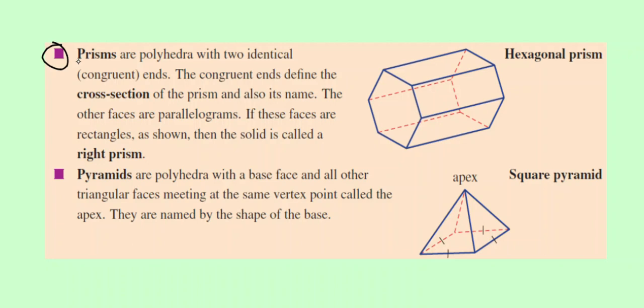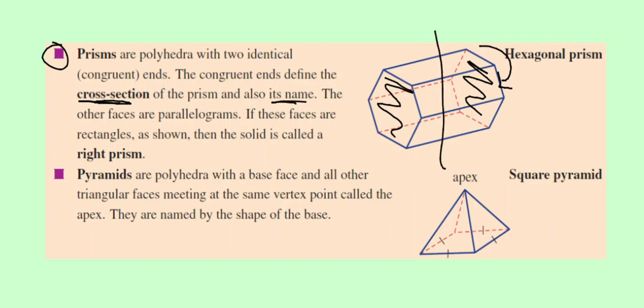So prisms are polyhedra with 2 identical ends. So these ends are the same. So this end, and if we were around this back side here, that end are exactly the same. And the ends define the cross-section, and the cross-section part of the prism is also its name. So if we cut this in half, it's still going to be the same face at the front, I suppose. It's going to have the same shape, and that is the shape that determines its name.